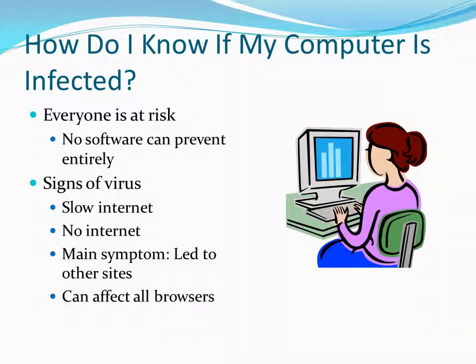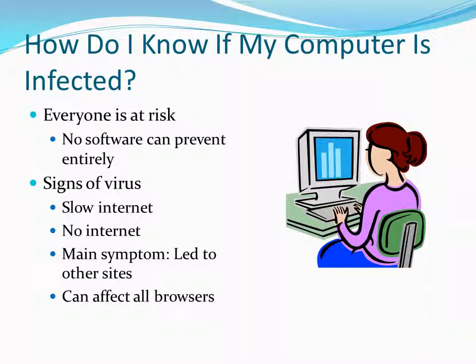So how do you know if your computer is infected? Well, first of all, let me just say that this virus can happen not just with Google, but with Bing or Yahoo or any other search engine. So you might have the same issues with a Bing or Yahoo search. And now also everybody is at risk. Even if you've got antivirus software, whatever it may be, no software can prevent the virus entirely. In fact, a lot of the big name antivirus software companies, their products still can't prevent this. Actually, most of them, if not all of them, can't prevent this virus.